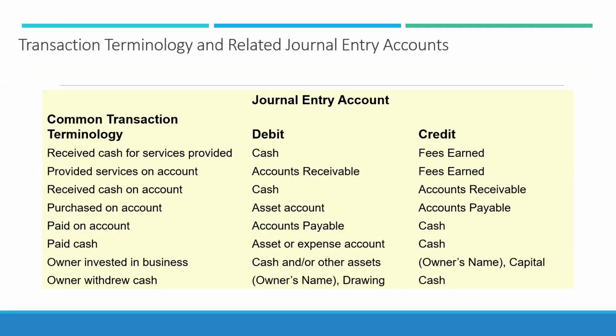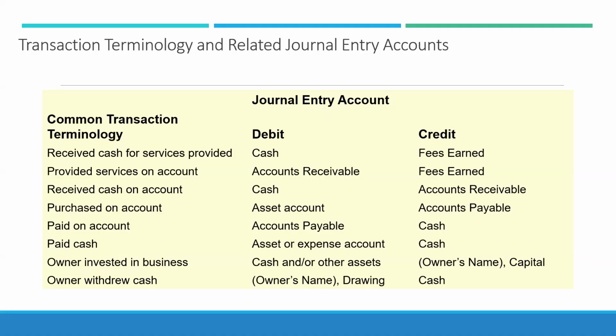Transaction terminology. These are very common transactions that happen in a company, such as we receive cash for services provided. Well, if we receive cash, what happens to cash? It goes up. And what happens to revenues or services or fees earned? It goes up. Okay? We know cash is an asset. We debit it for it to increase. We know revenues increase our owner's equity, so we credit that to increase it, don't we?